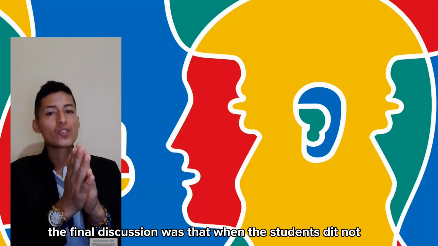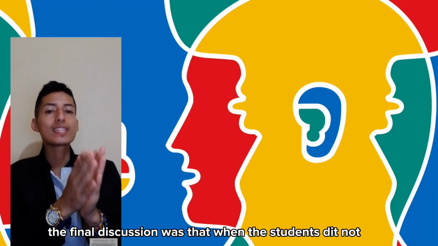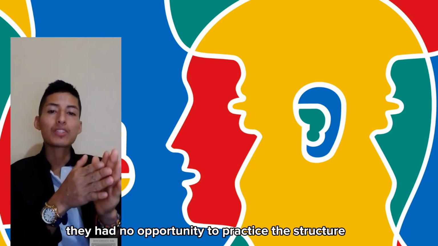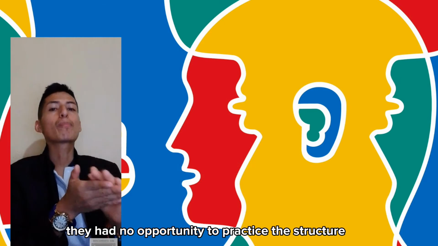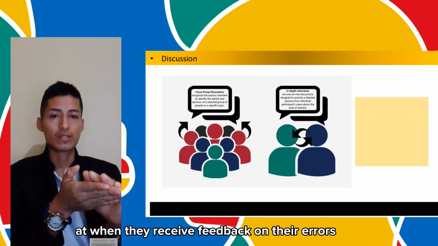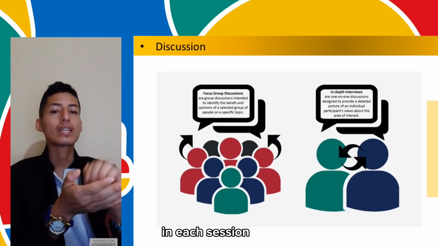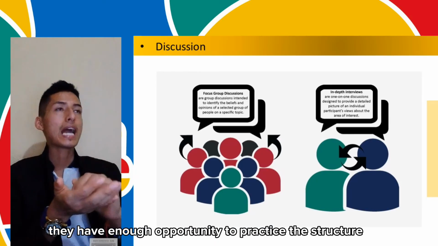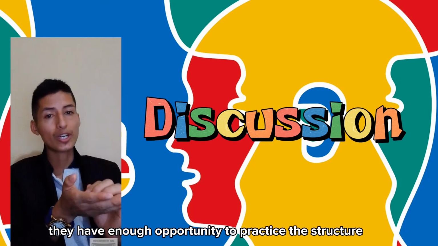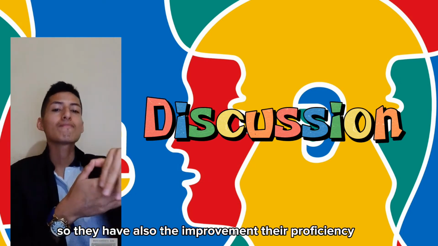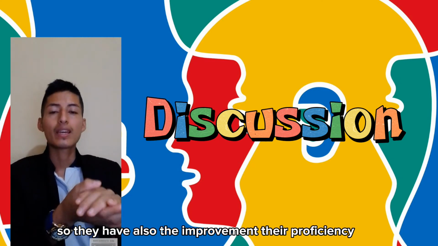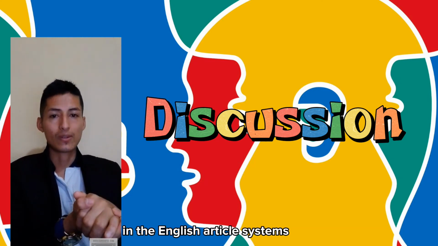The final discussion was that when the students didn't receive any feedback, they had no opportunity to practice the structure, but when they received feedback on their errors in each session, they had enough opportunity to practice the structure, so they also improved their proficiency in the English article system.